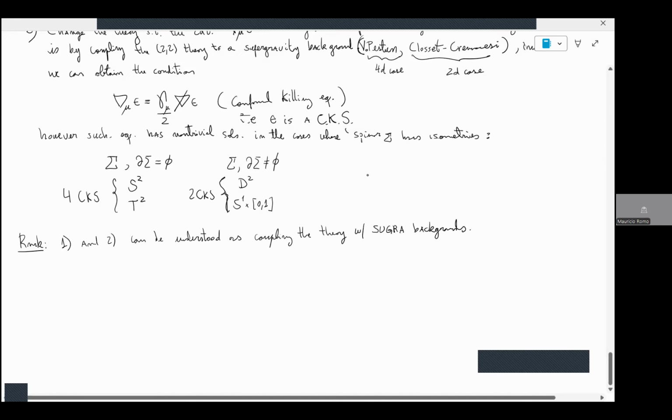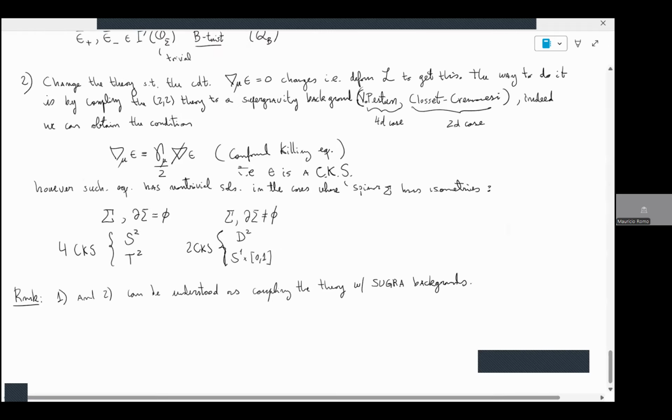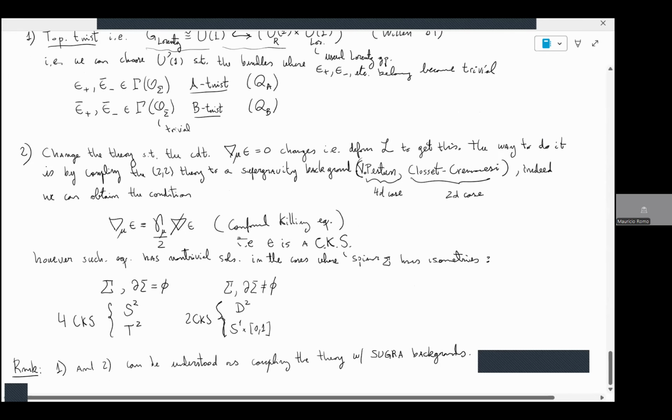Remember, in both cases, 1 and 2, you are changing the theory essentially, okay? If you start with the theory with the Lagrangians in flat space I wrote at the very beginning of lecture 1, or I described them, in both cases, either if you are changing bundles or if you are deforming your Lagrangian, well, you are changing the theory in some way.